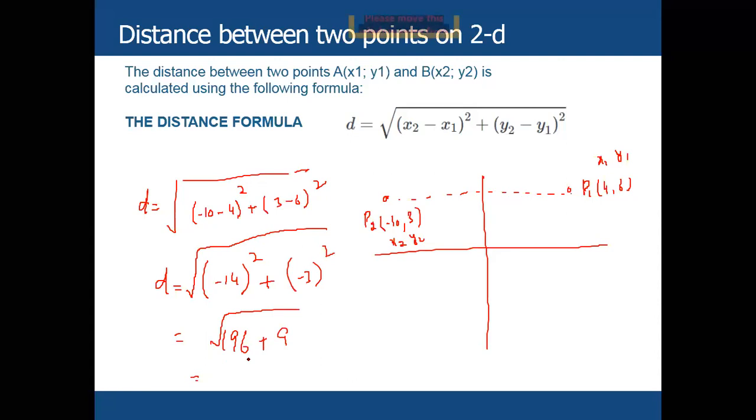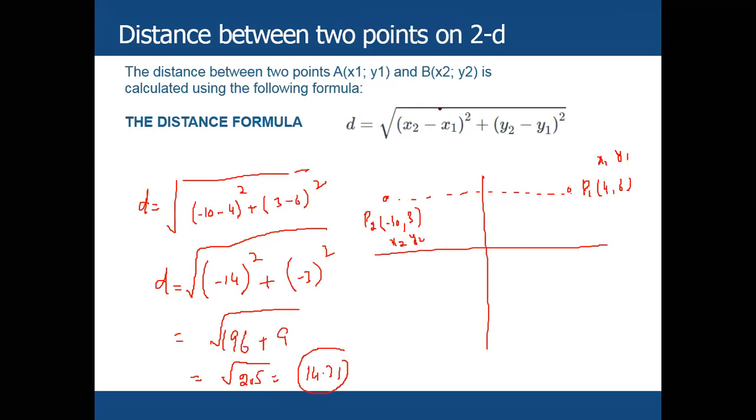So 196, or 96, or 94? I'm confused about this one, let me check. The 14 whole square, we have 14 square, yes, 196 is correct. So 196 plus 9 equals 205 under the square root. So what is the value of the square root of 205? It is actually equal to 14.31. So this is the distance, in meters, centimeters or units, between these 2 points.